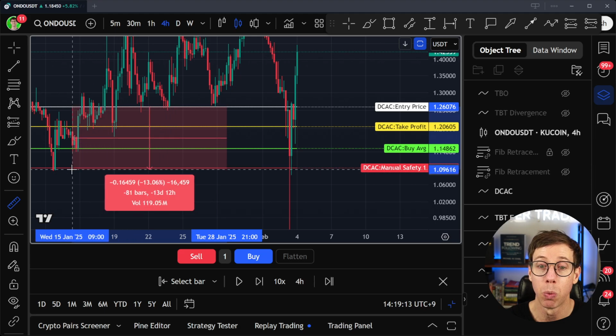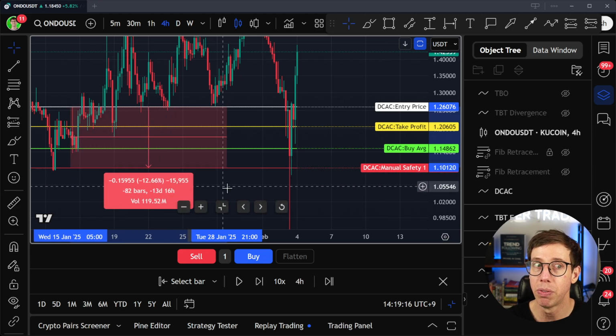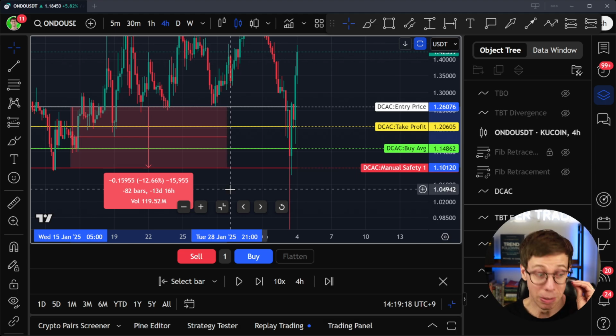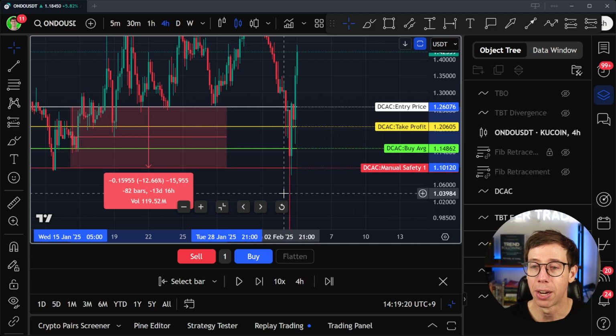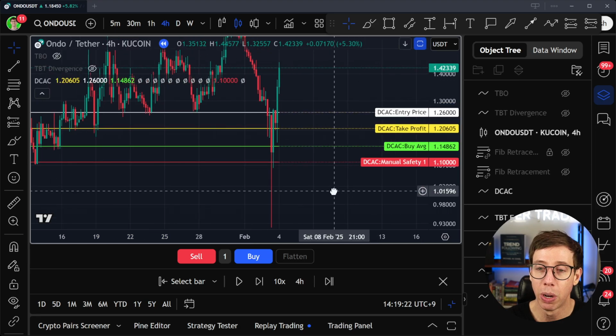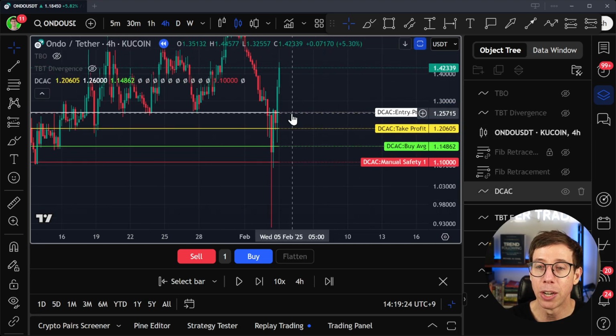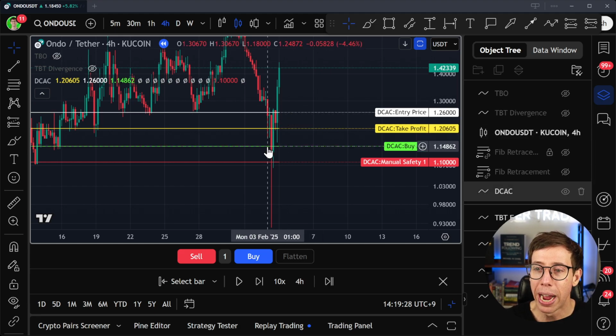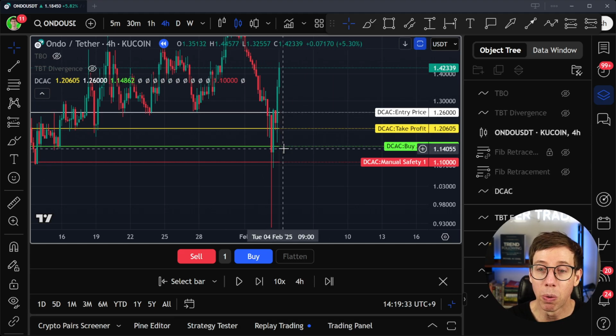We want it to be really low and really dramatic. We want to focus on capturing dramatic negative price action. When the price goes against us by 12%, it averages down our entry. So instead of us entering here at about $1.26, we are now averaged down at about $1.14. And all of a sudden, we have a great entry.